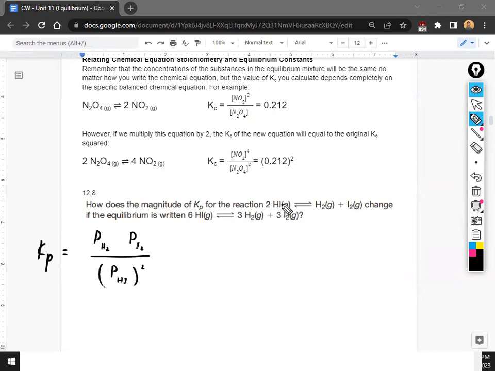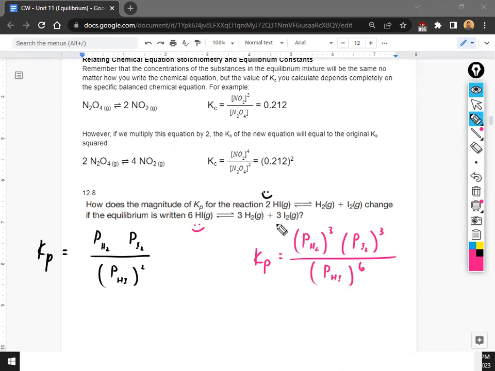So this is the first reaction right here. I'll put a black smiley face here, and I'll do a red one right here. For the red one, it's going to be the same thing. The Kp value is going to be the partial pressure of H2, but this one we have to the power 3, and then the partial pressure of I2, also to the power of 3, divided by the partial pressure of HI, this time to the power of 6.